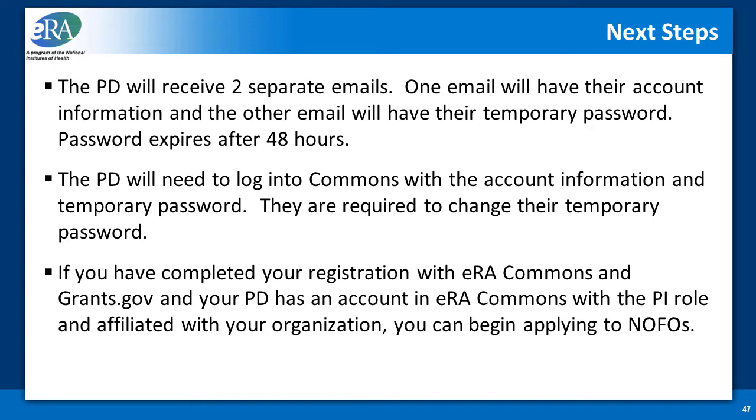Again, once you create the account, just like the original registration process, the PD will now receive two emails. One email will have their new username, and information about their account, including what roles they have, and what organization it's with. A separate email will contain a temporary password. The password expires after 48 hours, so your project director should monitor their email address, and log in as soon as they can. Once they log in, they'll be required to change their temporary password.